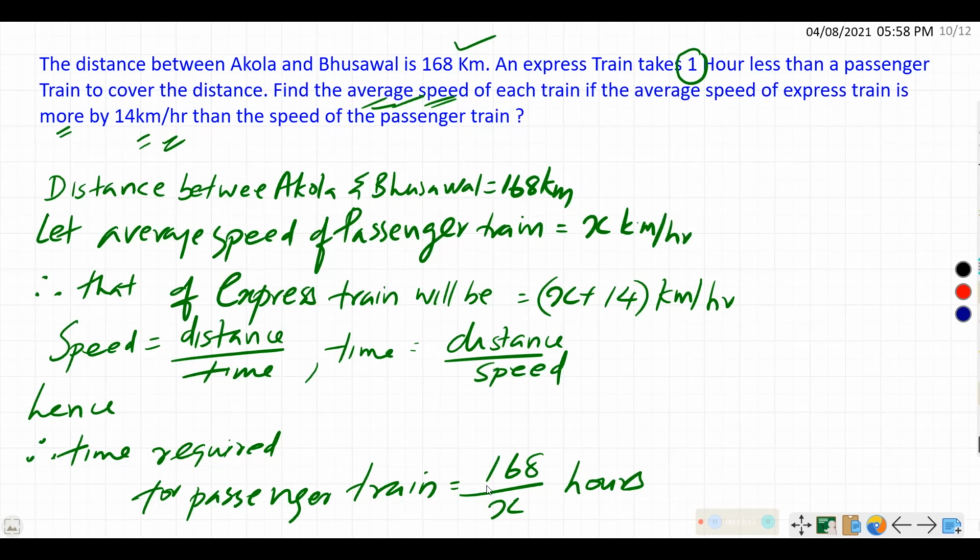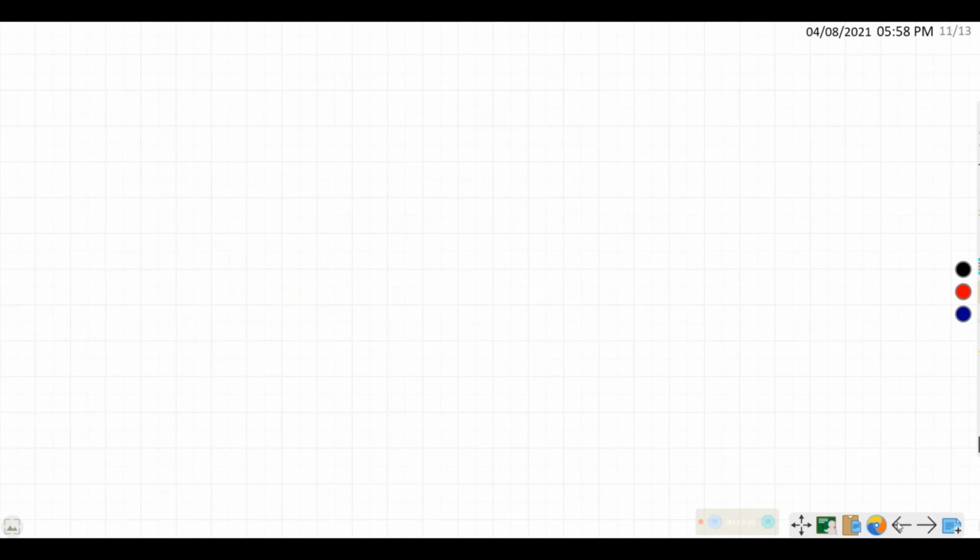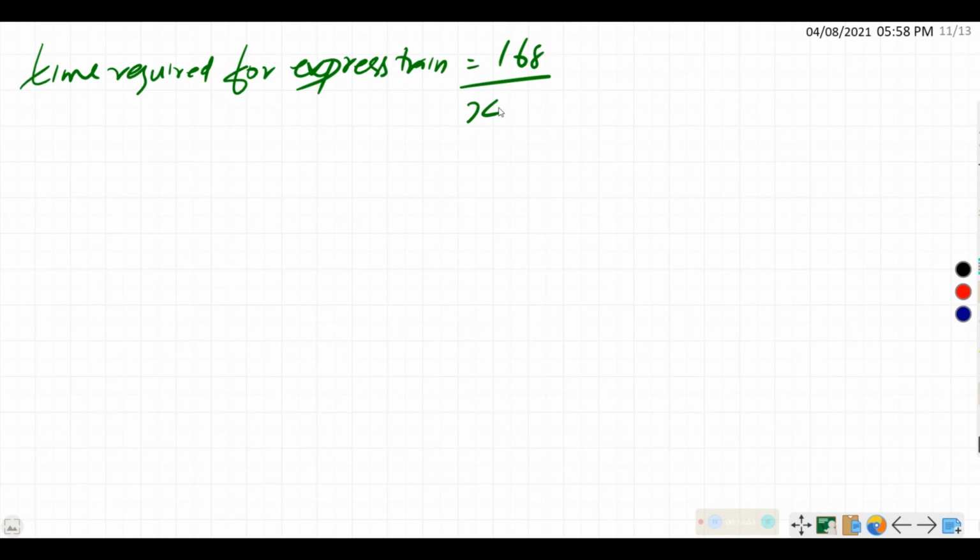Let me go to the next page. There is no space here. Remember that we are calculating the time required and equating the time of both the passenger train and the express train now. And that of the express train: 168 km, the speed is x plus 14 km per hour. So this will be the time.